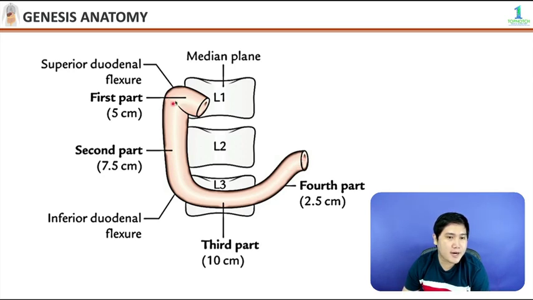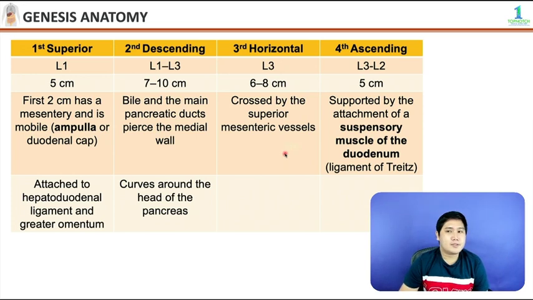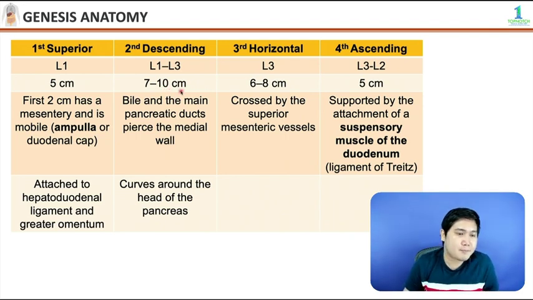So, the second part is L1 to L3. The third part is at the level of L3. While your fourth part will span from L3 going up to L2. As mentioned, the longest is the descending part, around 7 to 10 cm. So, these are the peculiarities of each segment.